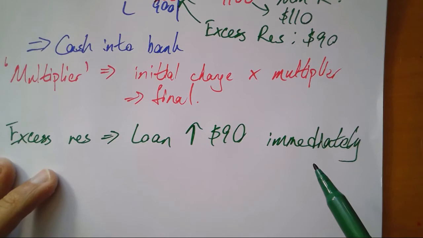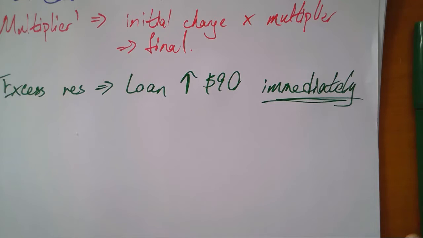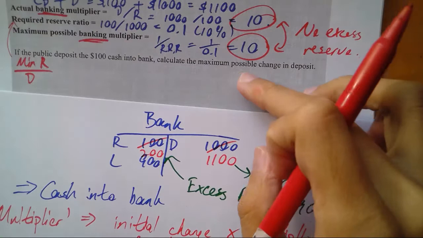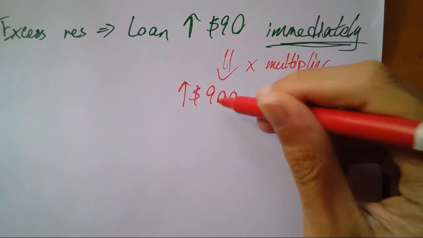原來我的loan會升了900元,即刻升了90元 immediately. Remember, since we want to get the final, how do we get final? We times the multiplier, the maximum multiplier, because we want to see the maximum possible change. Now therefore, 10 times, final change would be increased by 900.